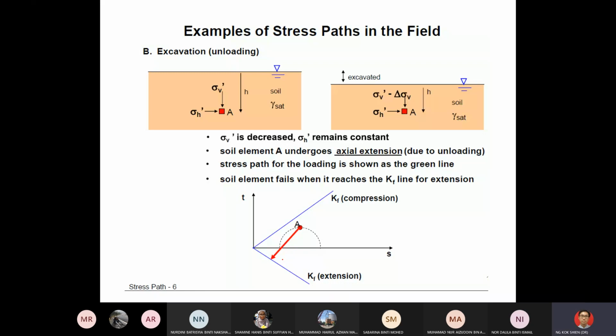Tapi sebenarnya benda tu tak begitu important when we are talking about the large excavation area. Because the loading is normally applied from the top, right? And then the failure is normally under compression. Even though it looks like that is going to fail, actually the soil doesn't fail like that. This is for simplicity only.